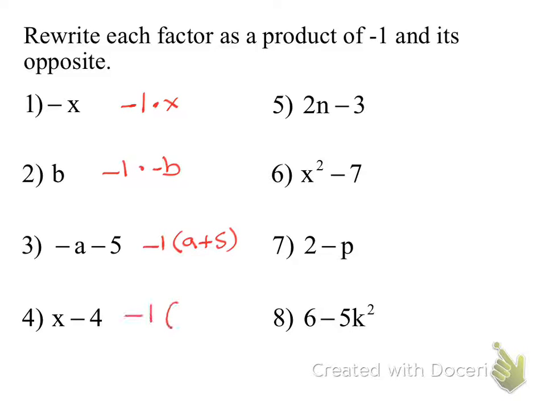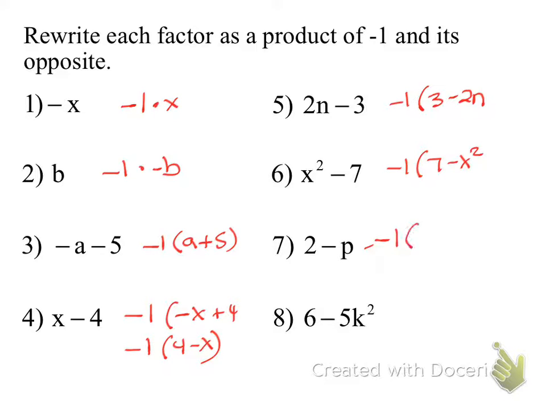Next one. Negative 1 times what? Okay. Negative 1 times what? Negative 2n plus 3. Or 3 minus 2n. Negative 1 times 4 minus x. You with me? What would the next one be? Negative 1 times what? 7 minus. Do you see how it flips it around? Negative 1 times what? And negative 1 times what? 5 squared minus 6. Okay.